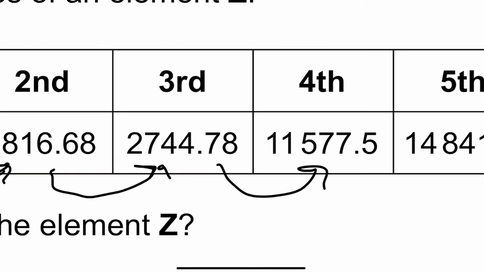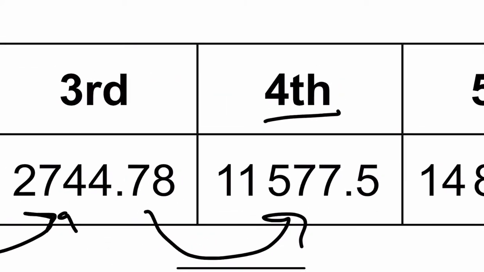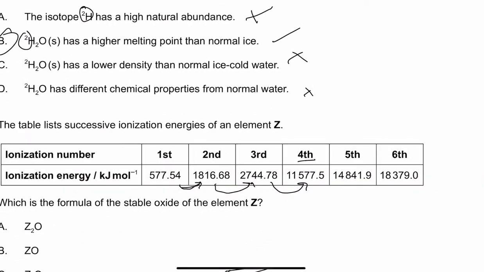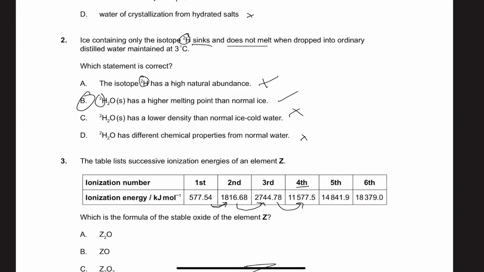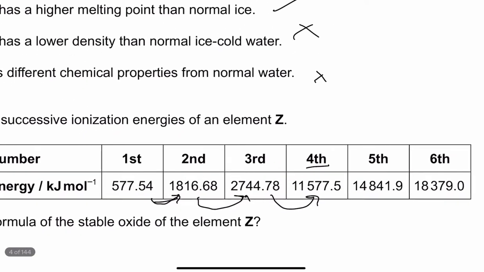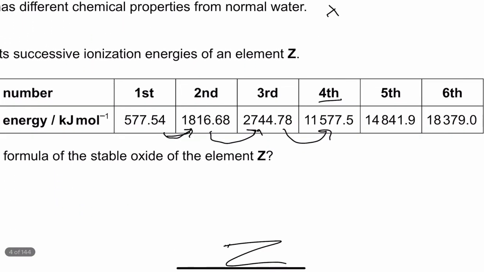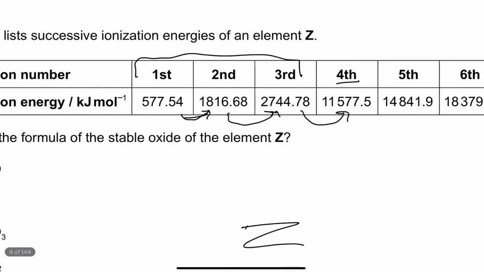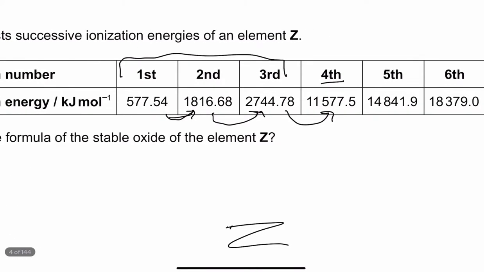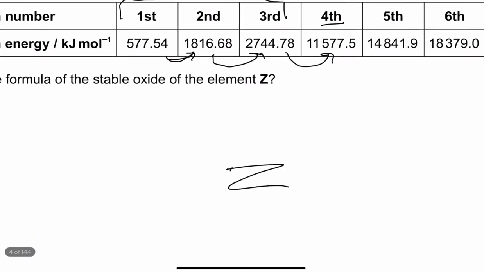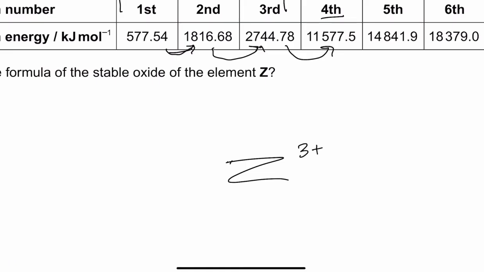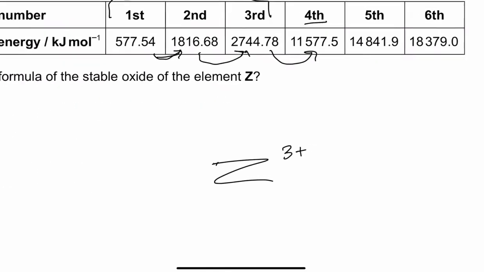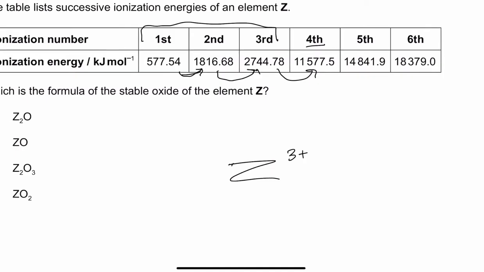So when we're going on the fourth ionization number, we can see it's a much bigger ionization energy. That means that this 4th electron is from a lower energy level, one that's closer to the nucleus. That also means that these 3 are all on the same energy level, and that on the outermost energy level of our element Z, we have 3 electrons. That means our valence is 3, and that also means that the ion for Z is Z3+.